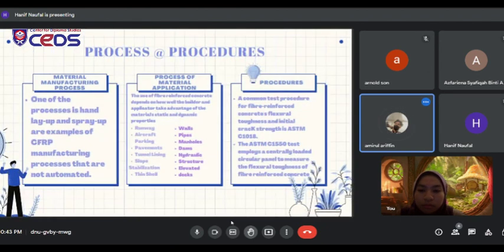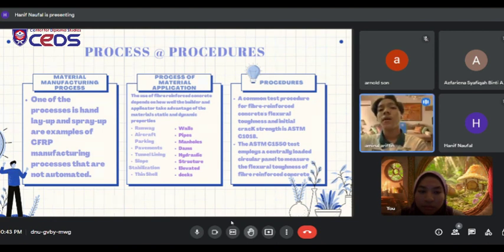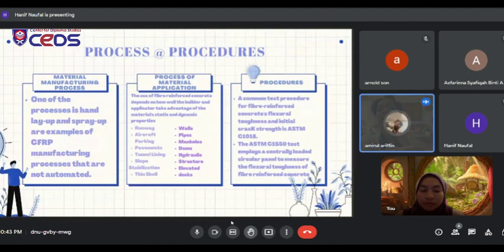Next slide. Now, I want to explain more about process or procedure. First one, we have the material manufacturing process. One of the processes is hand layup and spray up. An example is CFRP, a manufacturing process that is not automated. The second one is the process of material application.